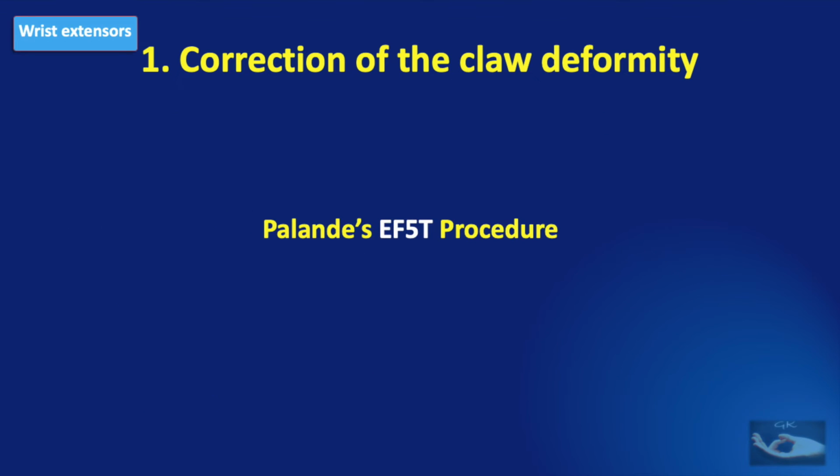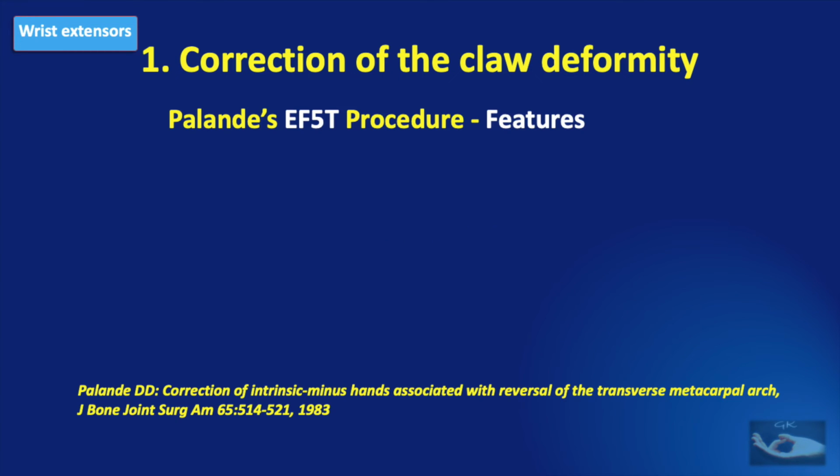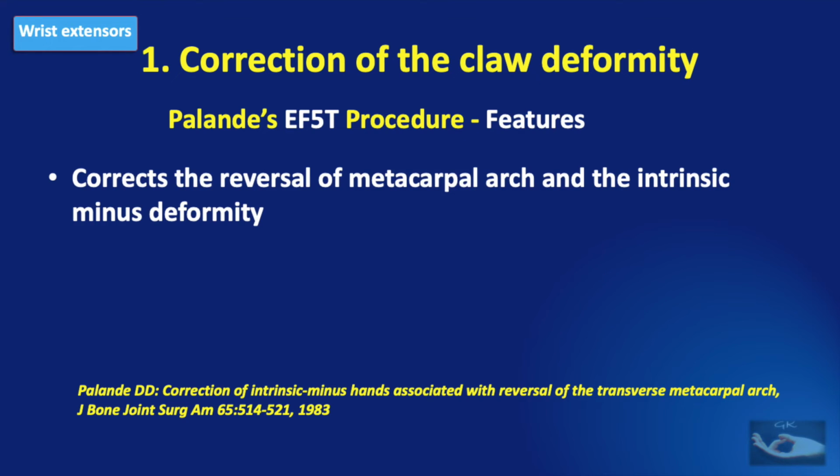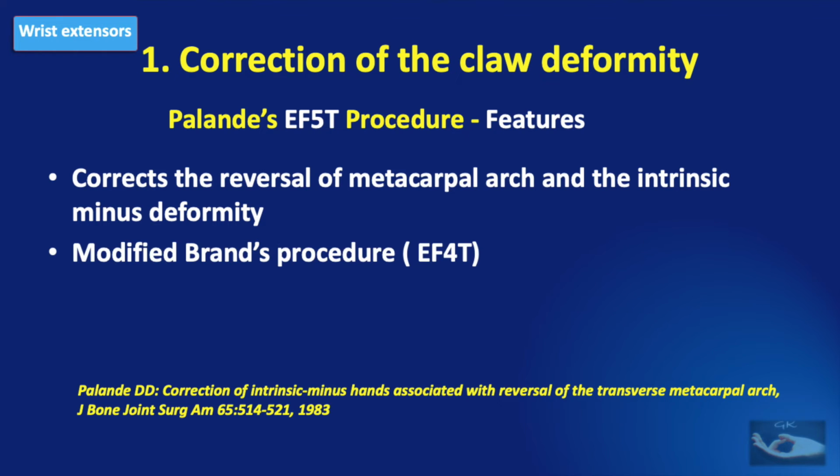The Palande's EF5T procedure is a modification of this procedure. It is sometimes known as the intrinsic reactivation procedure. It was described by Dinkar Palande in 1983. Along with correcting the claw deformity, it also corrects the reversal of the metacarpal arch. As said earlier, it is a modification of the Brand's EF4T procedure and uses 5 tails.